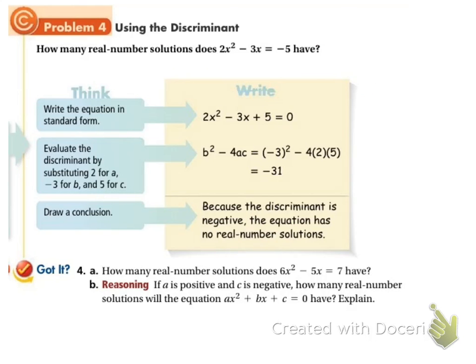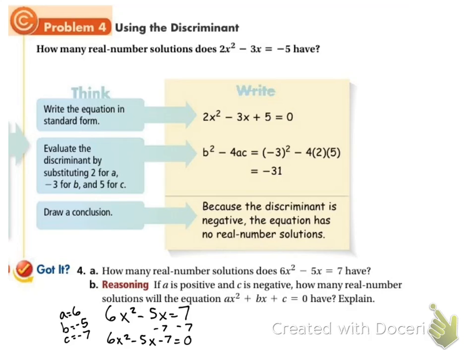So let's try figuring that out. We're looking at our got it problem down here. It says, how many real number solutions does 6x squared minus 5x equal to 7 have? So remember, we're going to treat it as if we're doing the quadratic formula, so it needs to be equal to 0. So I'm going to subtract 7 from both sides. 6x squared minus 5x minus 7 equals 0. Now I can figure out what my A, B, and C are. Your first number is A, so A is 6. My second number is B, so B is negative 5, and C is negative 7.